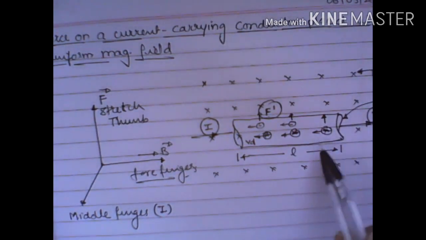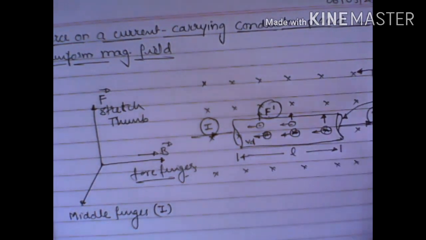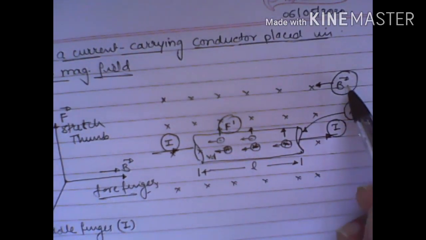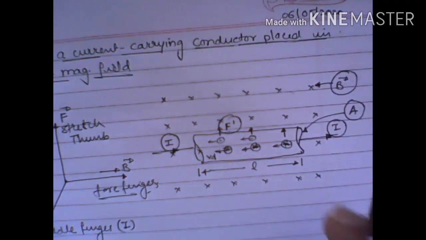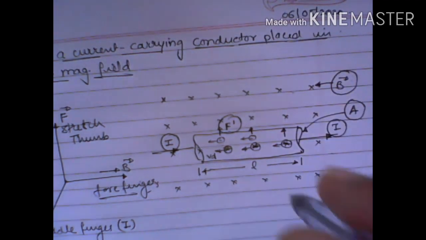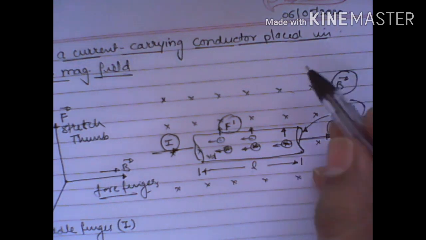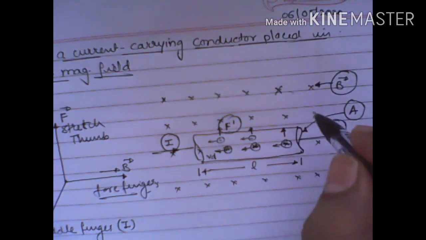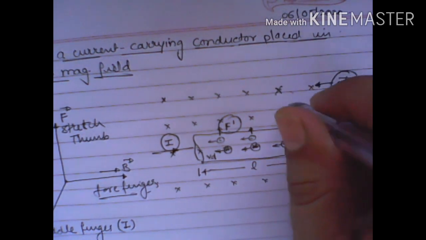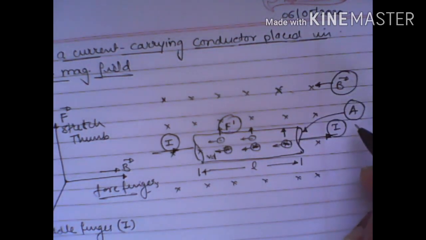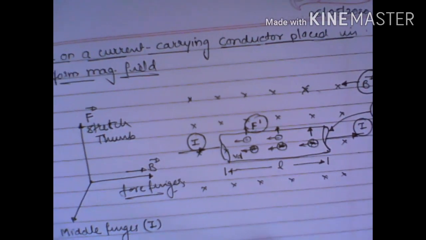Okay, so I have taken a conductor of length L, current is I, area of cross section is A, magnetic field is in the plane of the paper. In this plane of paper, the magnetic field is there downwards, right? So this cross means the field is into the paper. So magnetic field is vertical downwards. Current is I, area of cross section is A of the conductor, length is L.